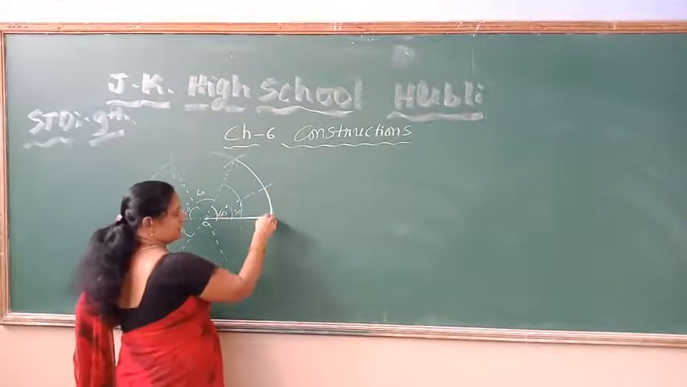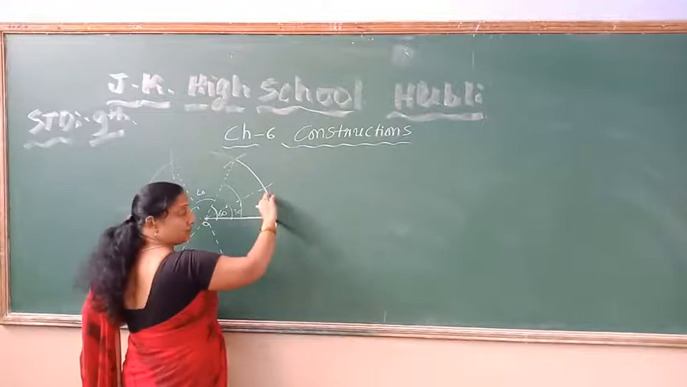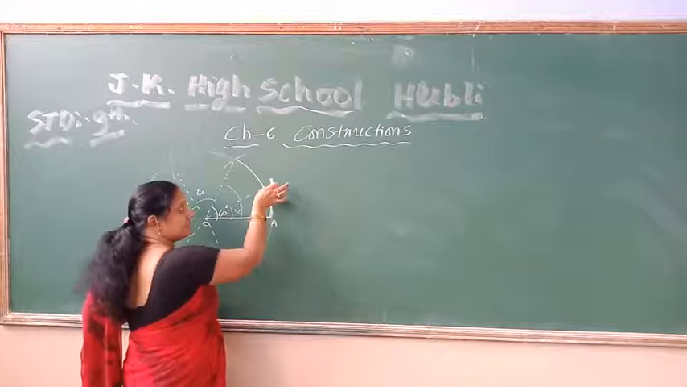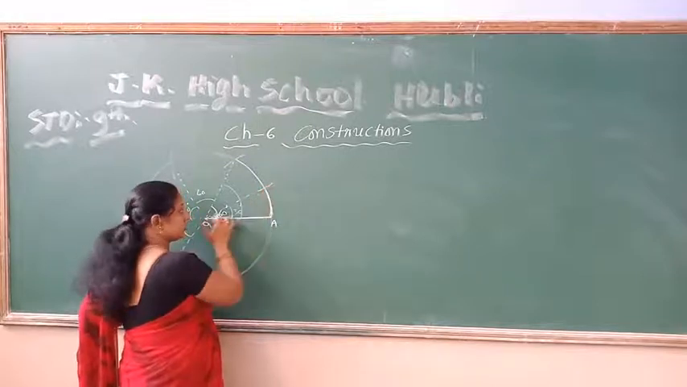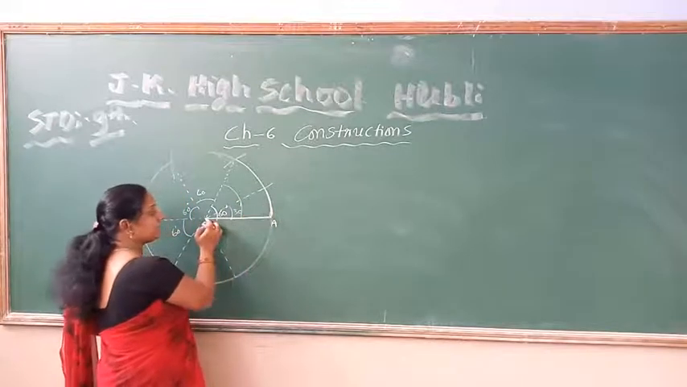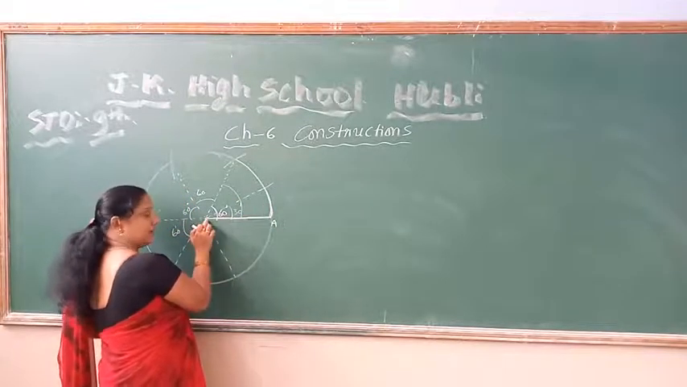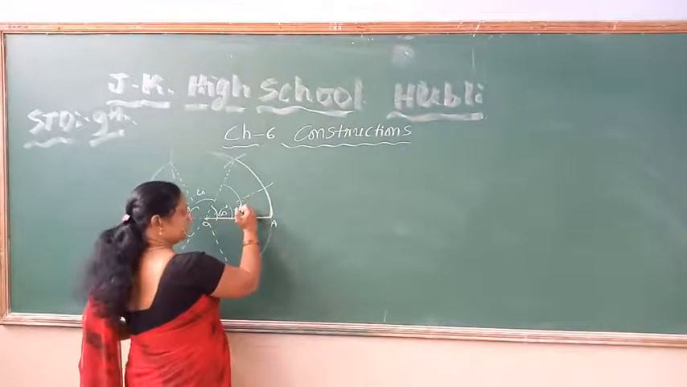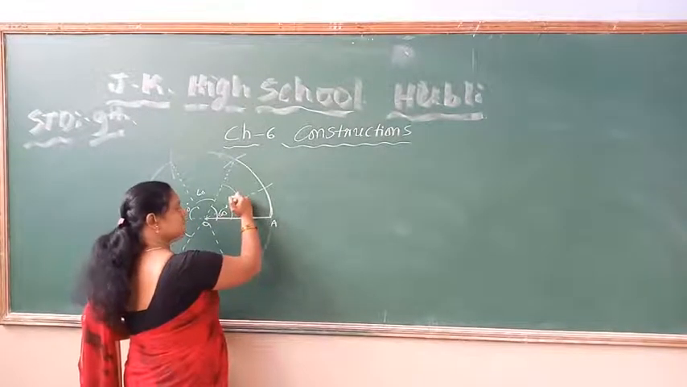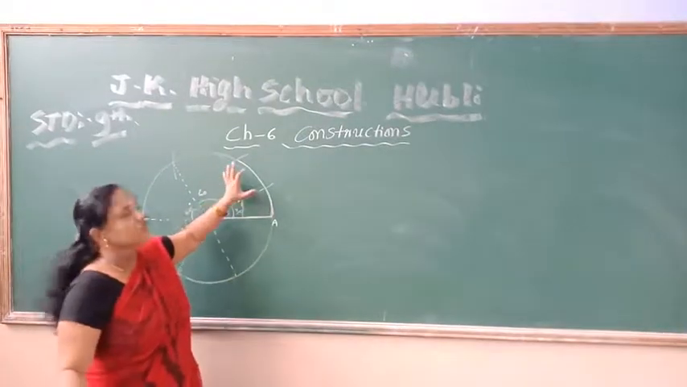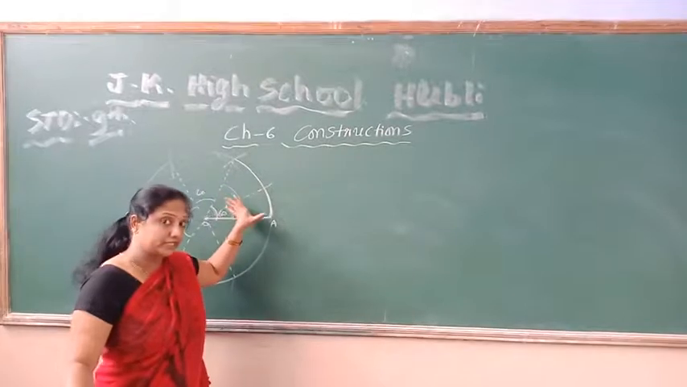You take more than half of this arc and take A as center and draw an arc. Take this as center and cut that arc and join. So we bisected 30 degrees, and we will get 15 degrees at the starting point of this ray. So we can consider 15 degrees, 30 degrees, and 60 degrees also. If I bisect 60 degrees, I am going to get 30 degrees.